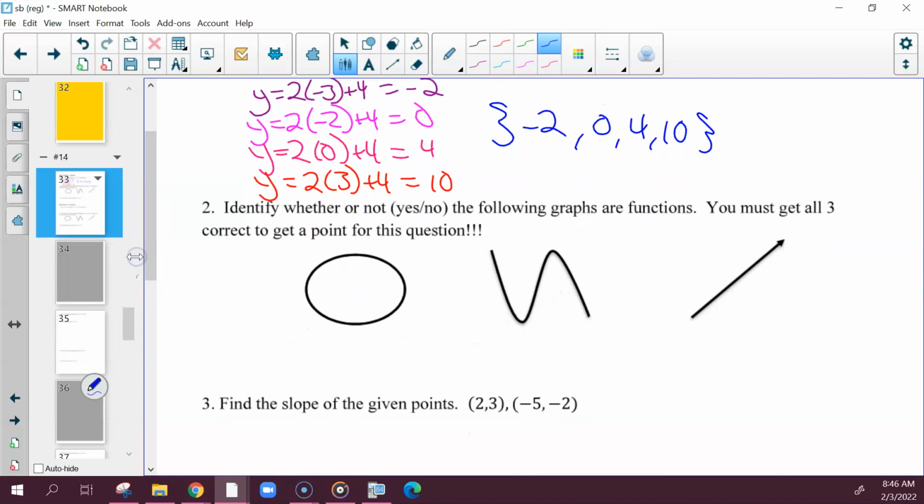For number 2, we need to figure out which of these are functions and which are not. We could use the vertical line test. If it goes through more than one point, then it is not a function. Is the first one a function? No. Is the second one? Yes. Is the third? Yes.